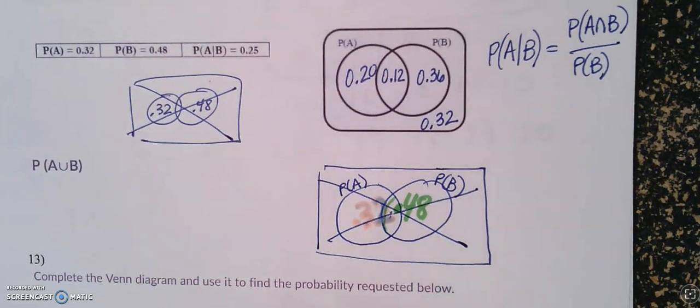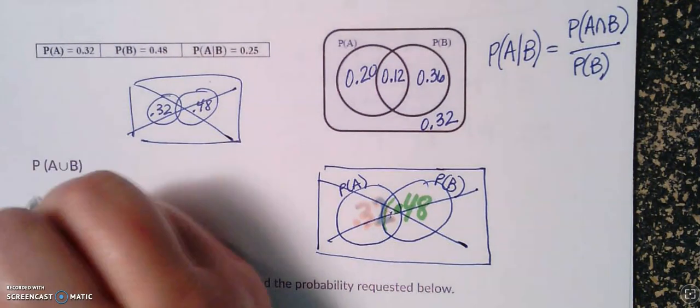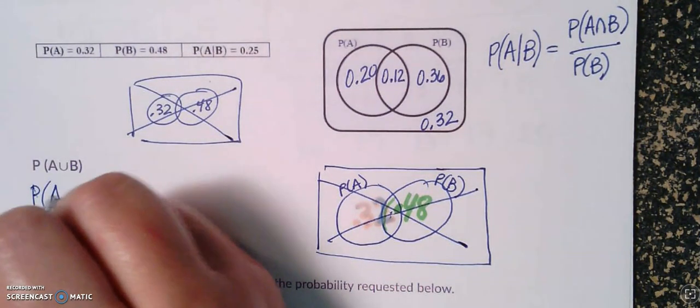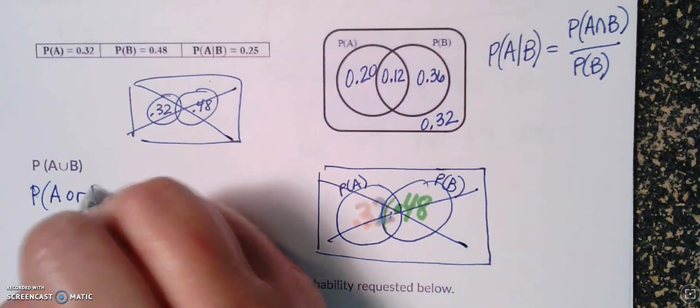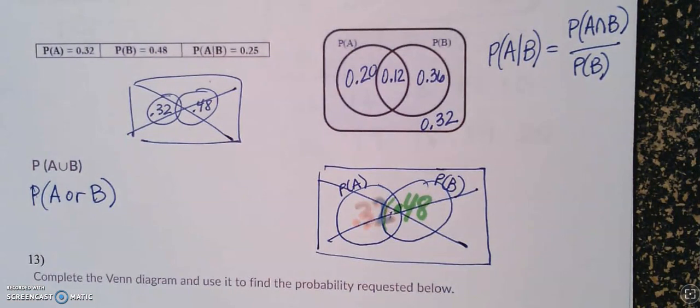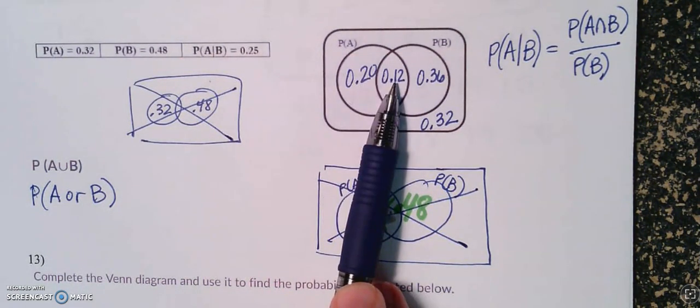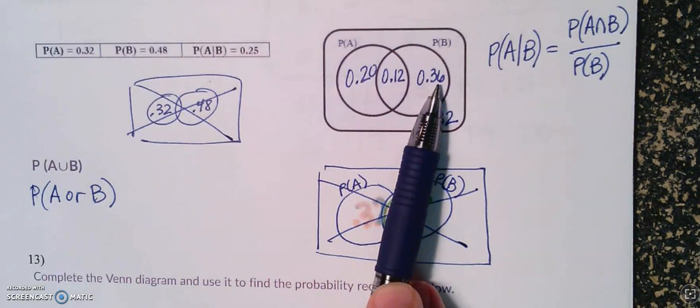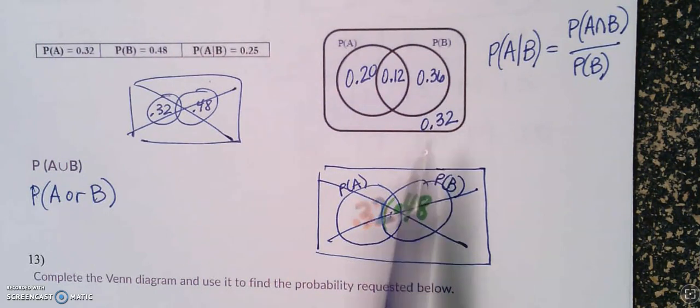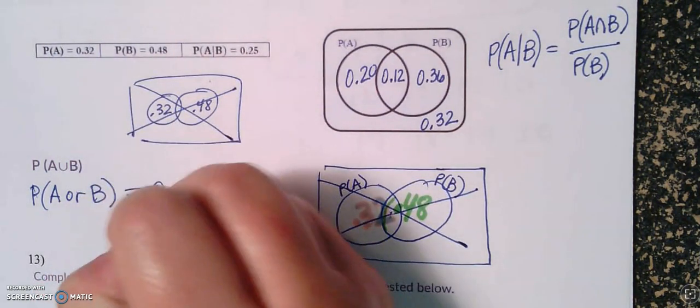Okay, so now they've asked me, what is the probability of being in A or in B? Remember, union is or. Well, that's basically all of this put together. So 0.20 plus 0.12 plus 0.36. It's pretty much what we just did to figure out this. In other words, the answer is 0.68.